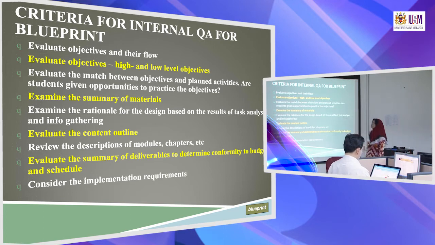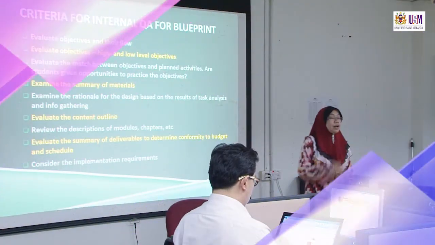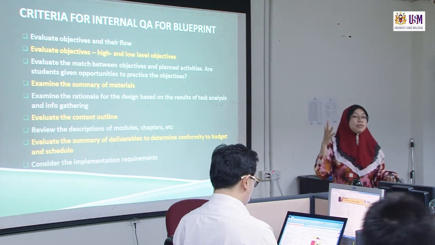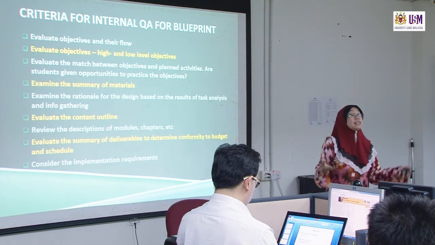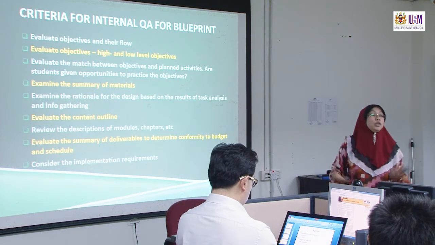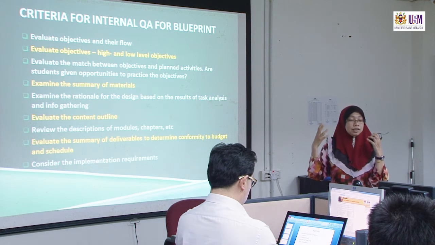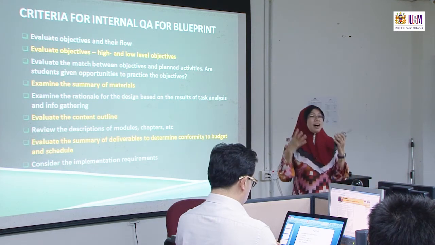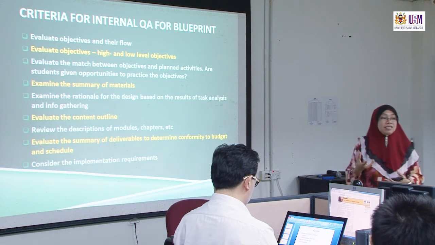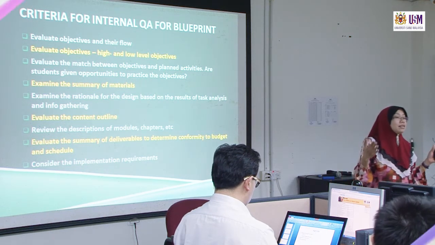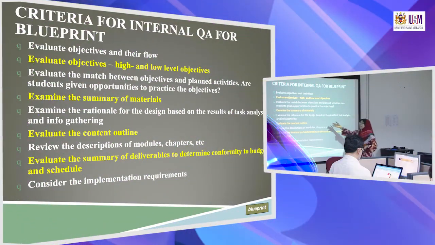Examine the rationale for the design based on the result of task analysis and info gathering. For example, just now I mentioned the core design for the website, maybe you said it is not 21st century enough, maybe it's just plain. You need to highlight the technology, how the technology is applied in the website so that people will be interested. It is not the same as the normal website. Evaluate the content outline. Review the description of modules, chapters, etc.